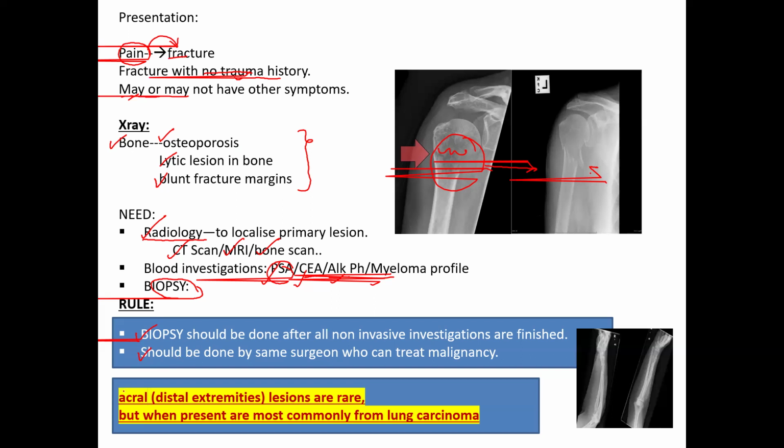And one thing you need to remember, this may be asked in your exam also: acral or distal extremity lesions. That is the lesions distal to the elbow joint in upper limb, distal to the knee joint in lower limb. They are very rarely affected with metastasis. But if you find the lesion in the bones distal to the elbow, like radius and ulna, or distal to the knee, like tibia and fibula, the most common primary will be a lung cancer. So if you find the lytic lesion in distal tibia, distal fibula, or distal radius and ulna, the primary will be most of the time in lungs.